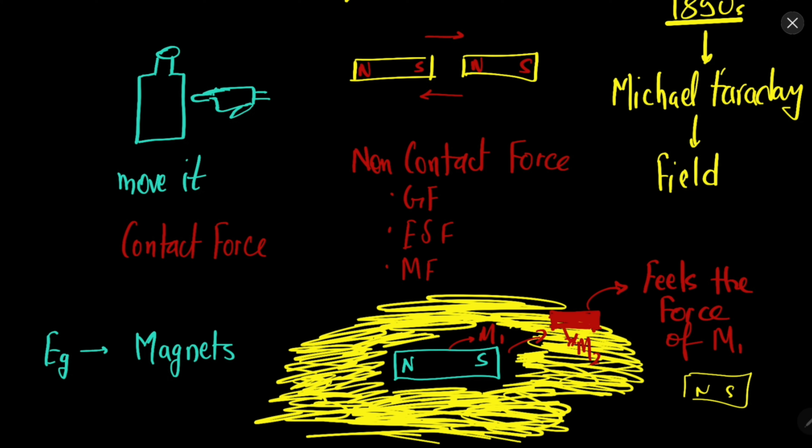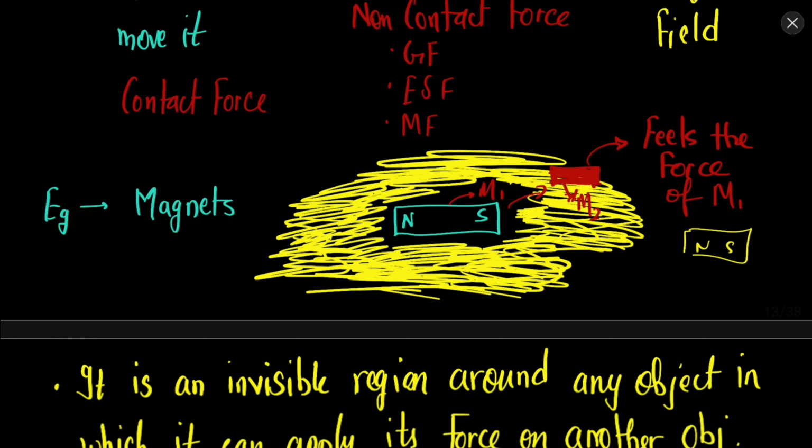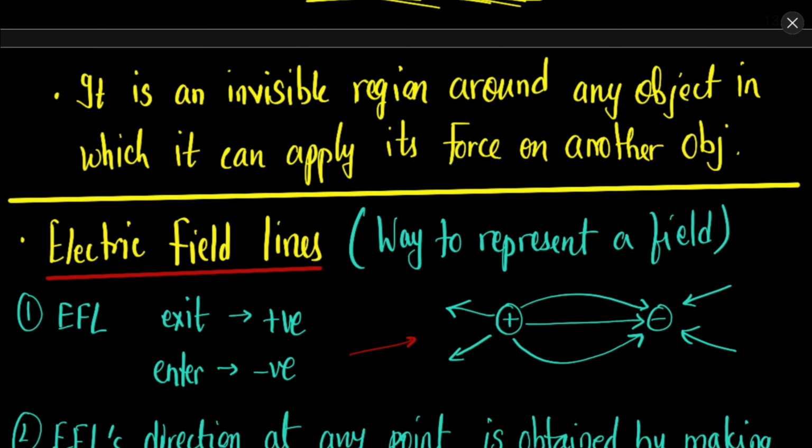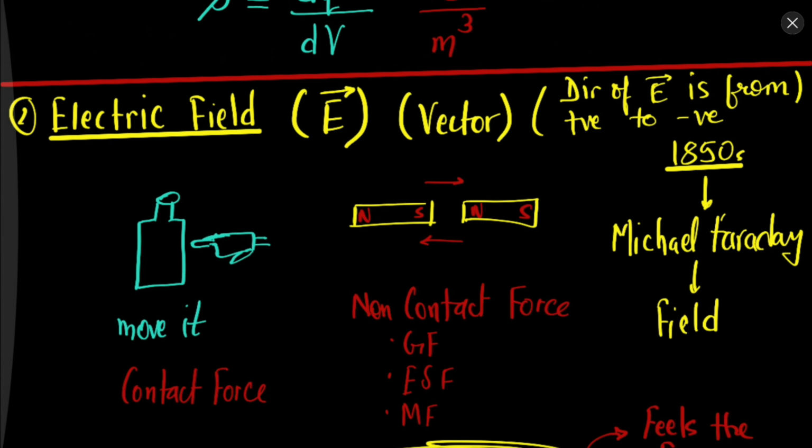So what is a field? Field is an invisible region in which the effect of a magnet or a mass or any electric charge can be felt. For example, if you want to talk about the electric field, what is electric field? Electric field is an invisible region in which the influence of any electric charge can be felt. If another charge comes into that field, then it feels its force.